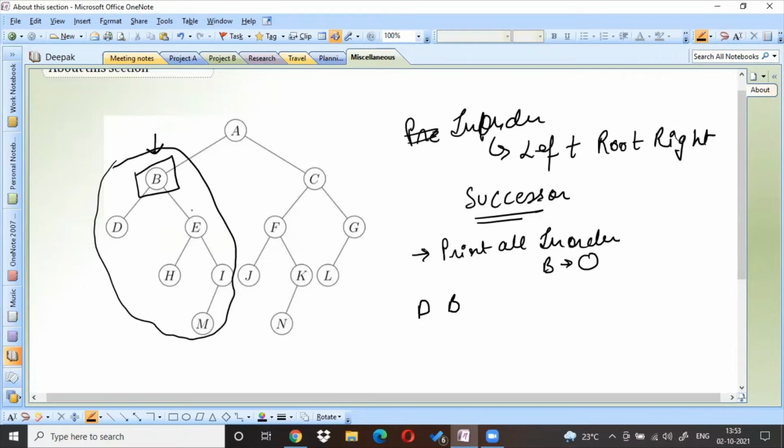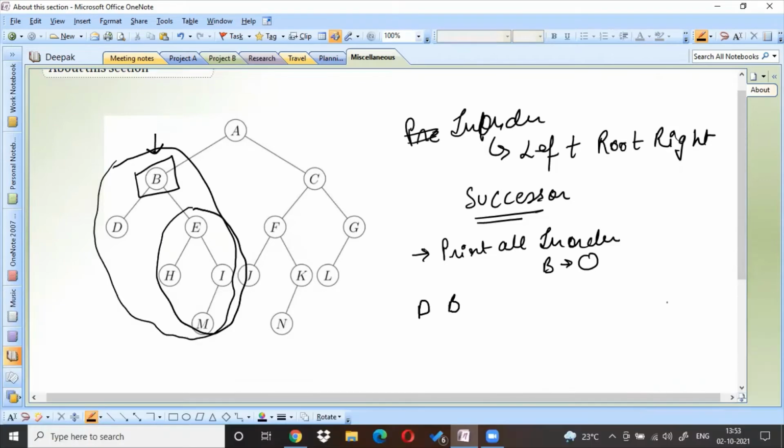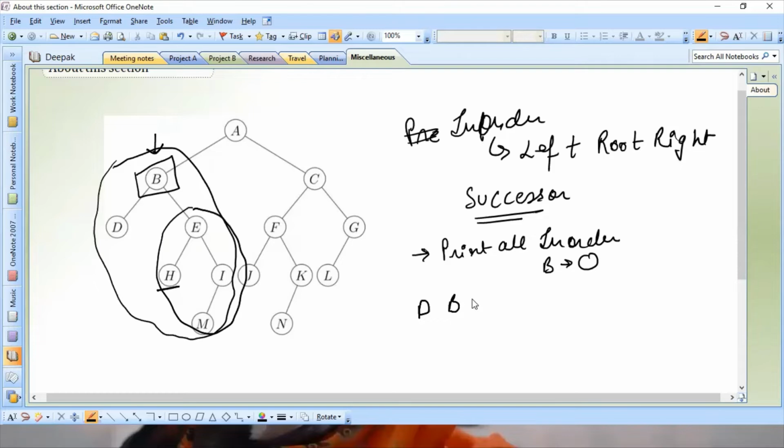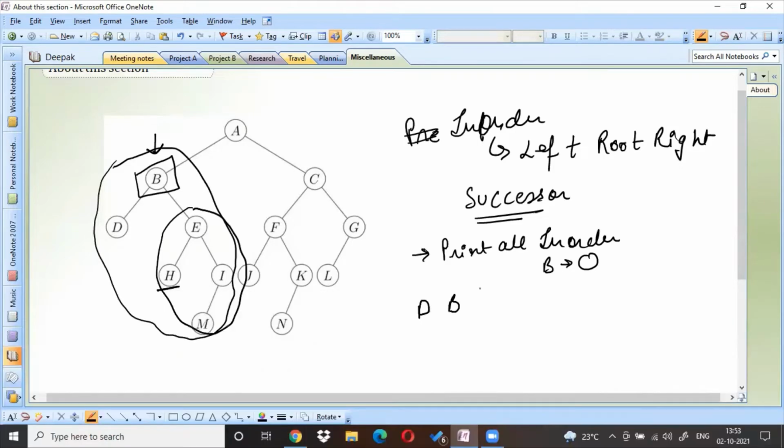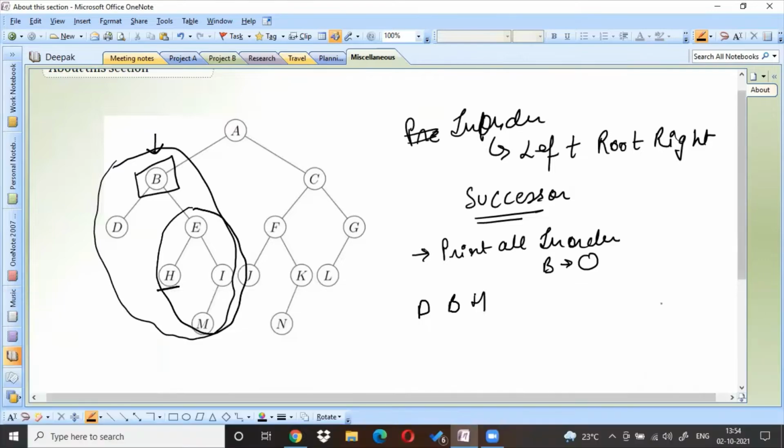The next subtree being this. In this subtree, E is the root, and it will also say to go towards the left. As soon as you go towards the left, you find this particular node. That node is H, and that would be the answer, because for B, the very next node that comes is nothing but H. So H ideally becomes our answer.